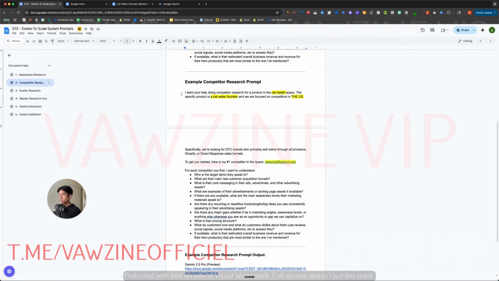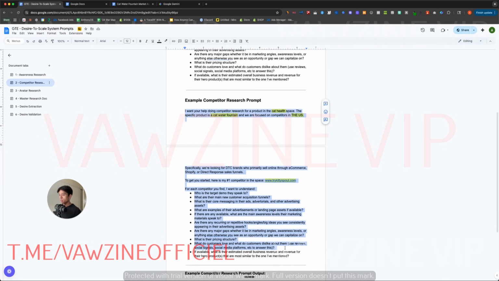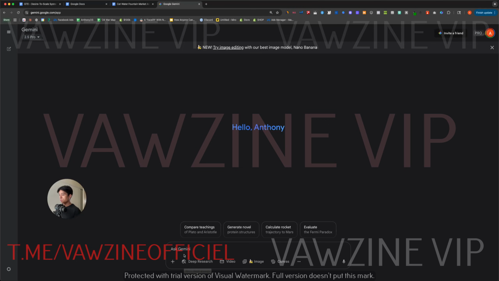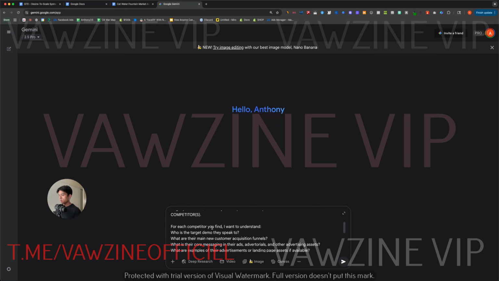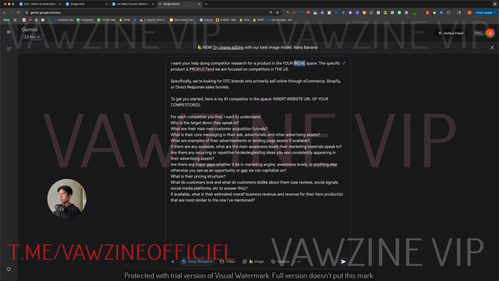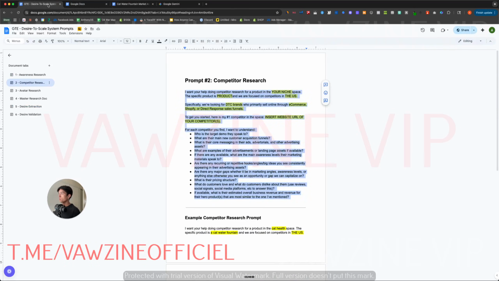I have a filled out example of what this prompt should look like for the Cat Water Fountain. So I'm going to copy paste this in, but what you need to do is copy paste this prompt, open up Gemini, paste it in, then check deep research. Let's go full screen here. Then we fill out all of the yellow information. Anything that's yellow is stuff that you need to replace.